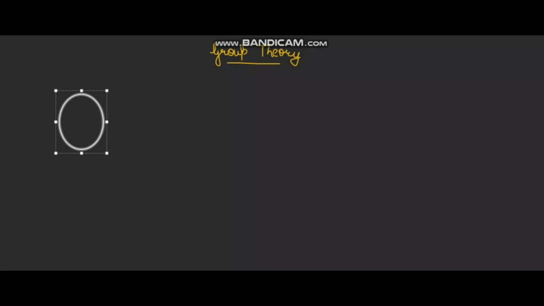So 0, 1, 2, 3, 4, 5, and 6 is 0 itself. So we are starting giving the numbers from 0. So the set corresponding to this 6-hour clock can be written as 0, 1, 2, 3, 4 and 5. Now we'll just try to make some observations in this example.